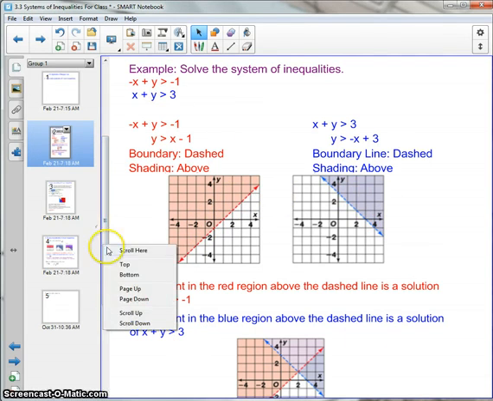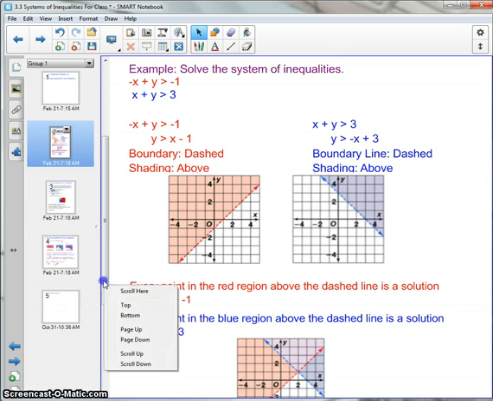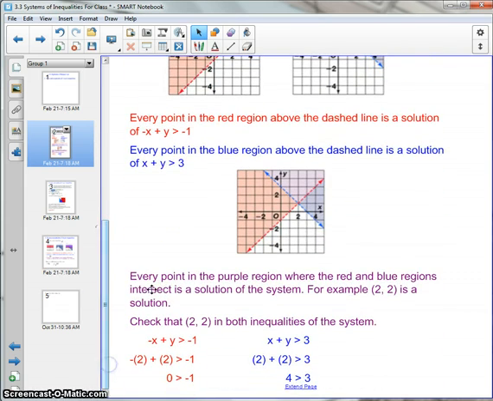Now what you want to do is graph both of those inequalities on the same graph. So then we see that we had this red region here, which was above our red line. We have this blue region, which was above our blue line. And where it overlaps, which is this purple region here, it kind of looks like a triangle, that is our solution for the system of inequalities. So any point within this purple region here will be a solution for both of our inequalities.